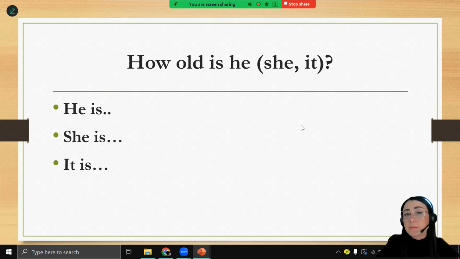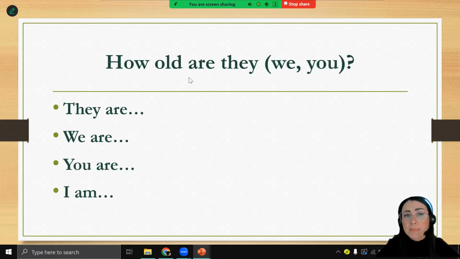It is 15. When we speak about more than one person or more than one object, we use are instead of is, right? How old are they? How old are we? How old are you? How old are they? They are 40. How old are we? We are 20. How old are you? You are 60, or I am 60.